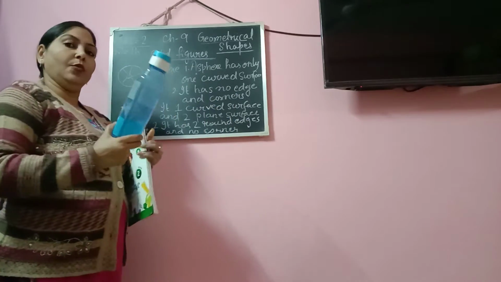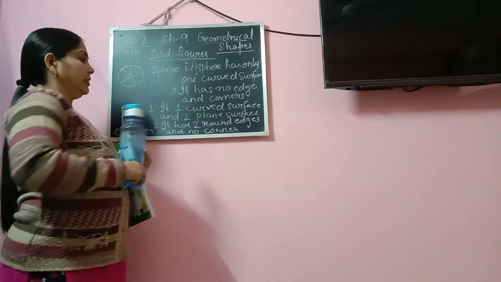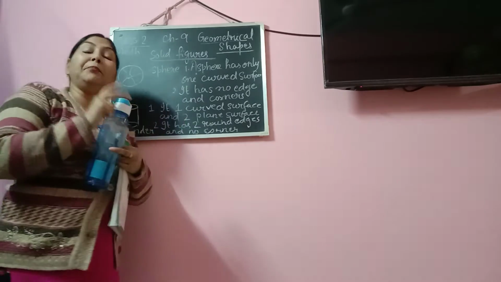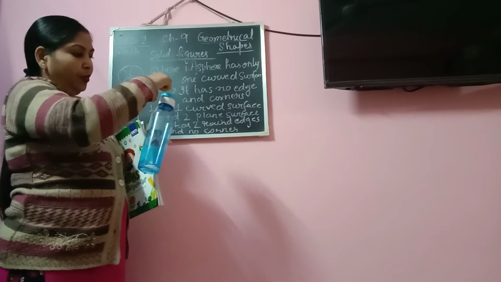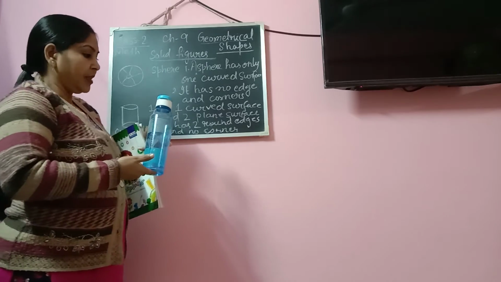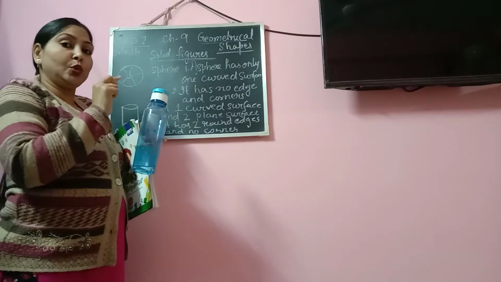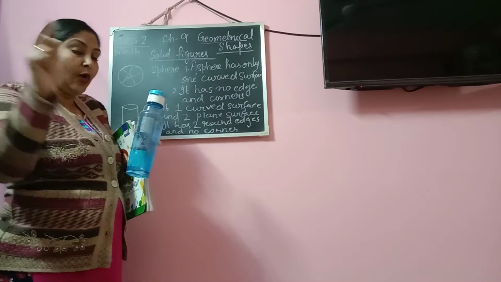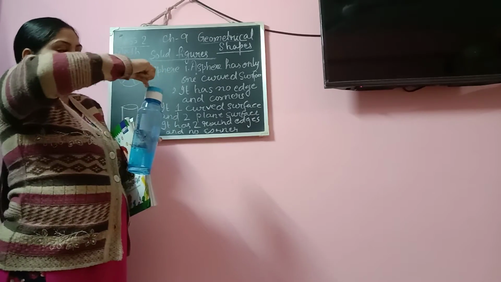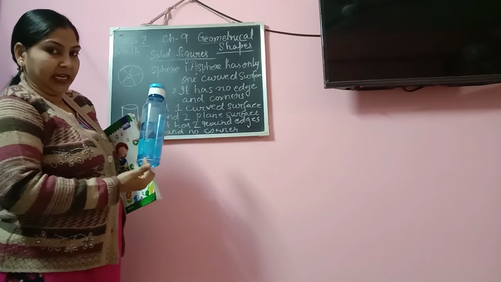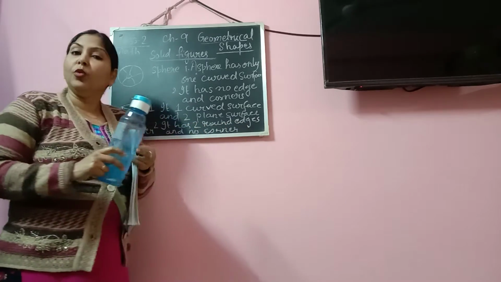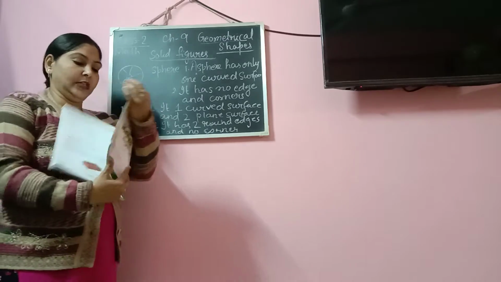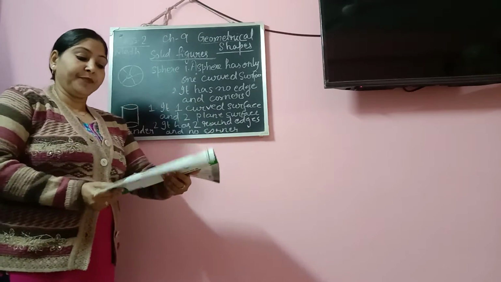Alright. So what have we learned about cylinder? That cylinder has three surfaces, one curved and two plane surfaces. Then it has two edges also, two round edges. This one is one round edge and this is another round edge. So it has two round edges and no corner. Okay, so that is the property of cylinder.